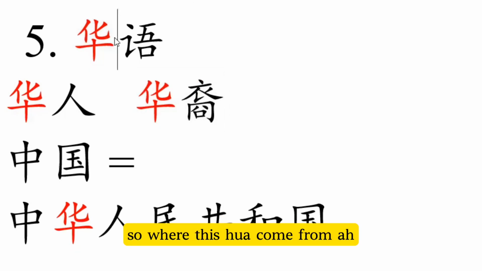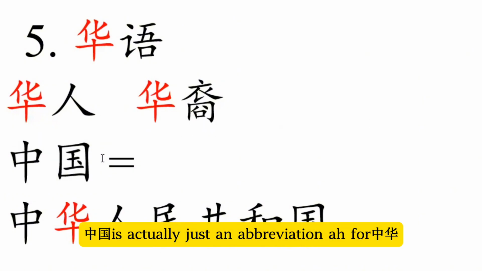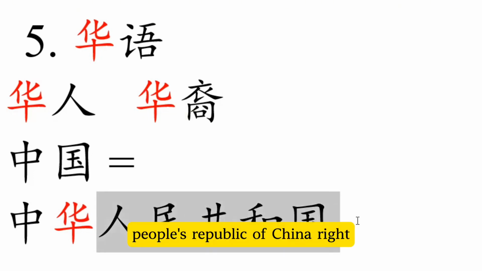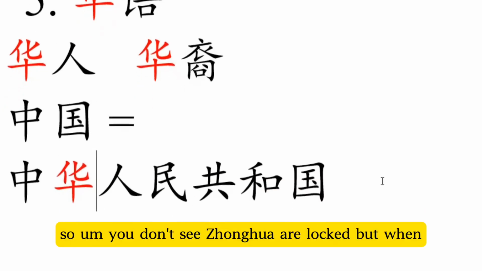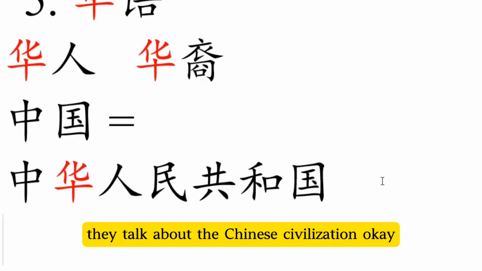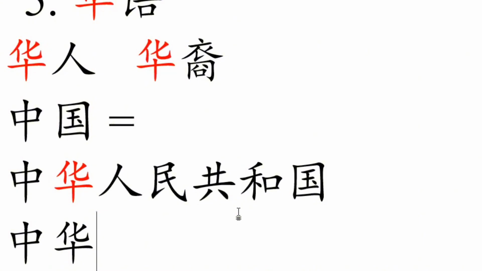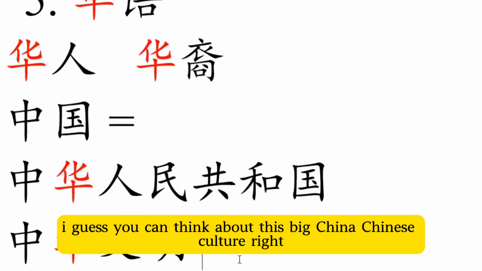So where does 华 come from? You know, China as 中国. 中国 is actually just an abbreviation for 中华人民共和国. So 共和国 republic, 人民共和国 People's Republic of China, right? So China in this case is called 中华. You don't see 中华 a lot, but when they talk about the Chinese civilization, they won't say 中国. Actually, they use 中华文明, Chinese civilization. So 中华, I guess you can think about this big Chinese culture, right?